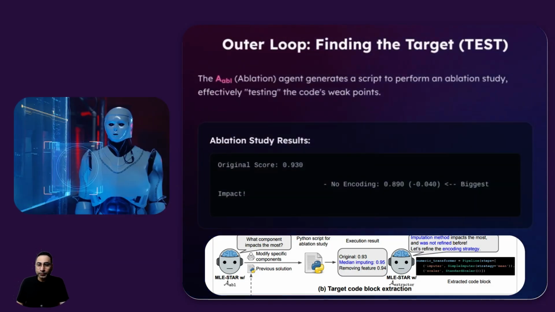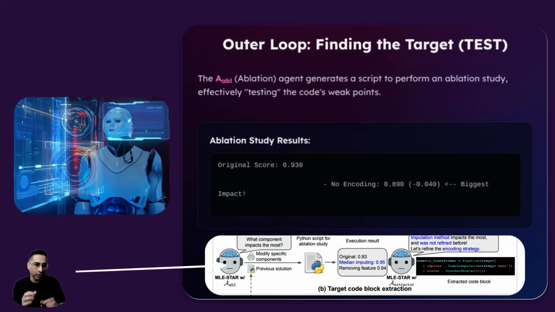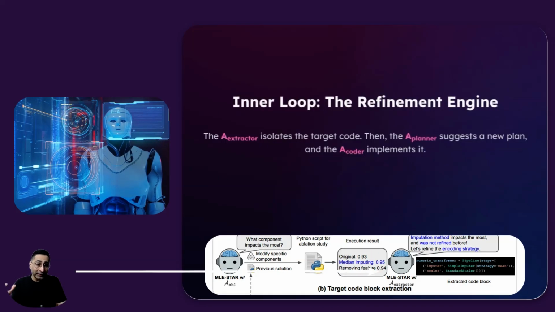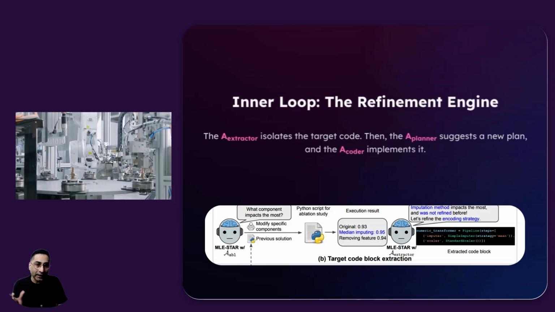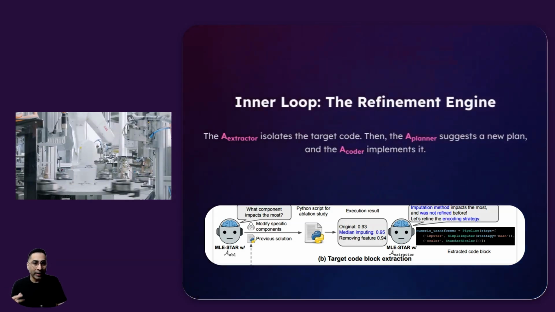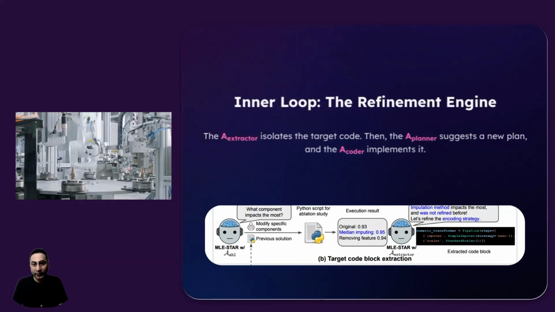Okay. So how does the outer loop find its target? It uses an ablation agent to test the code. Next is the extractor agent. The extractor agent isolates the exact lines of code that were identified as a target. Now we enter the inner loop to refine it.